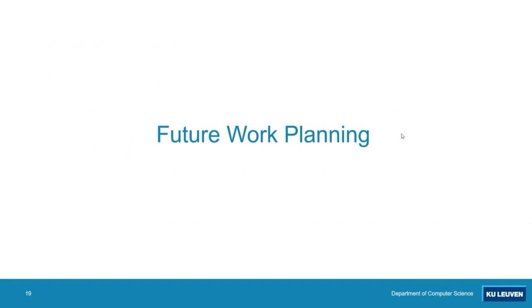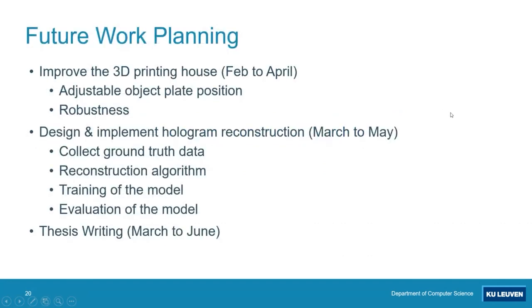Now we come to the future work planning. First, as we said, we want to improve the 3D printing housing. We want an adjustable object plate position so that we can adjust the distance between the object plate and the sensor, to make the hologram less blurry and more precise. We also want to build a bigger box for the host modules so that it can increase the system's robustness. The second piece of work is the most crucial one, which is to design and implement hologram reconstruction.